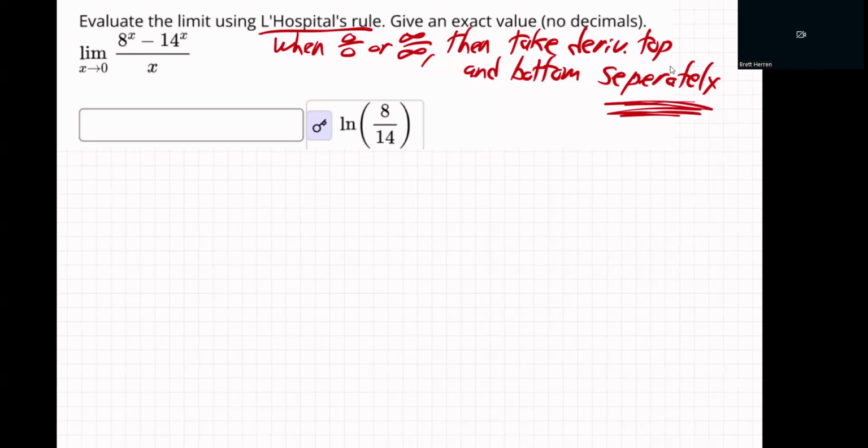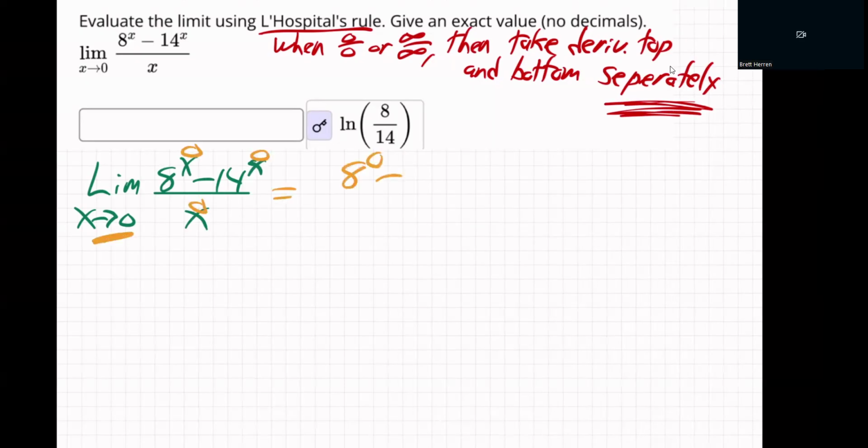Okay, well, first off, let's bring it down here. Let's check if we can even do L'Hopital. So let's just plug in x going to 0. See what we got. That would be 8 to the 0 minus 14 to the 0 over 0. What's anything to the 0 power? 1. So this is 0 over 0. So when you get 0 over 0, you can use L'Hopital.